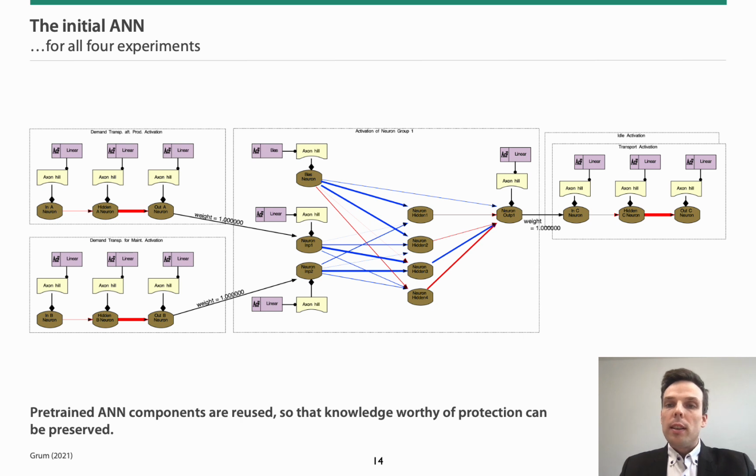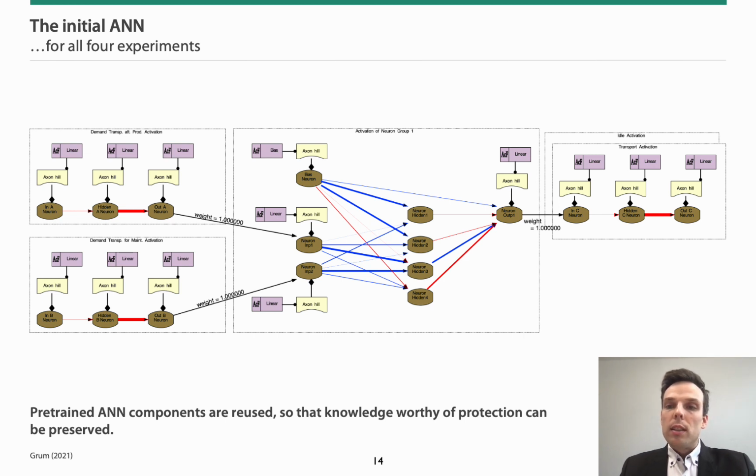In this figure, you can see the initial ANN on the basis of the neural modeling and description language. Neurons are visualized in brown, directed weights are visualized by arrows, their thickness, and color. While positive weights show a red color, negative weights show a blue color.